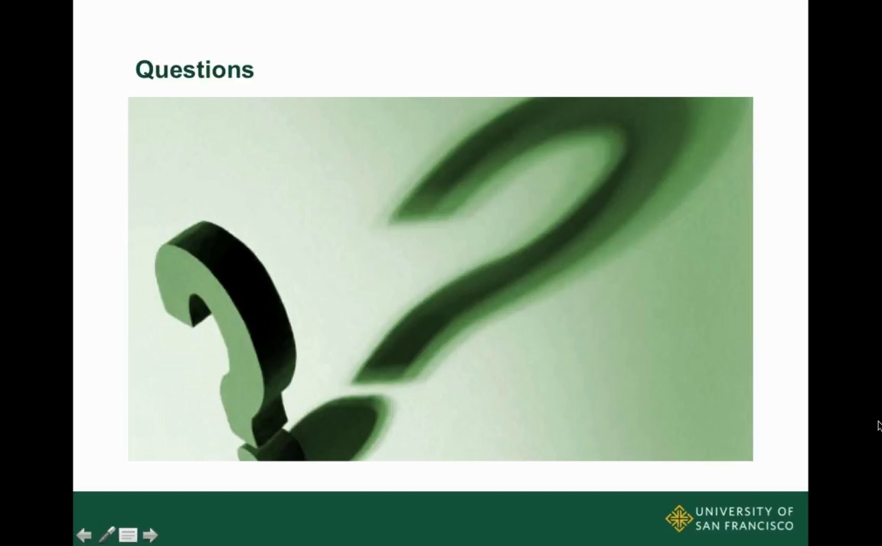We have another question that says, how many weeks is each course? That's a good question. So we're on the semester system here at USF, which means that we have a spring semester, which starts in January, a summer semester, and a fall semester. And the spring and fall semesters are 16 weeks. The summer semester is 12 weeks. Each week is a different module, or I think they're all set up in 2-week modules. So we have 8 modules for a 16-week course.